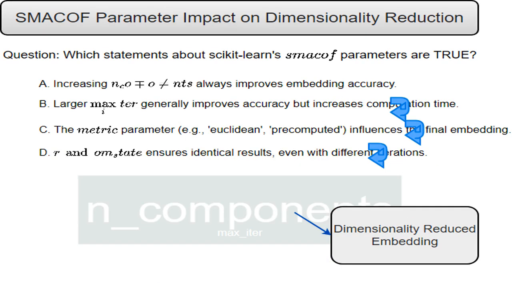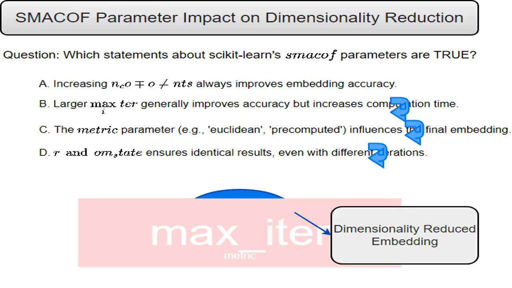This is the target dimensionality of your reduced data. You choose how many dimensions you want to reduce your data to using this parameter. This parameter sets the maximum number of iterations the smacof algorithm will perform during optimization.